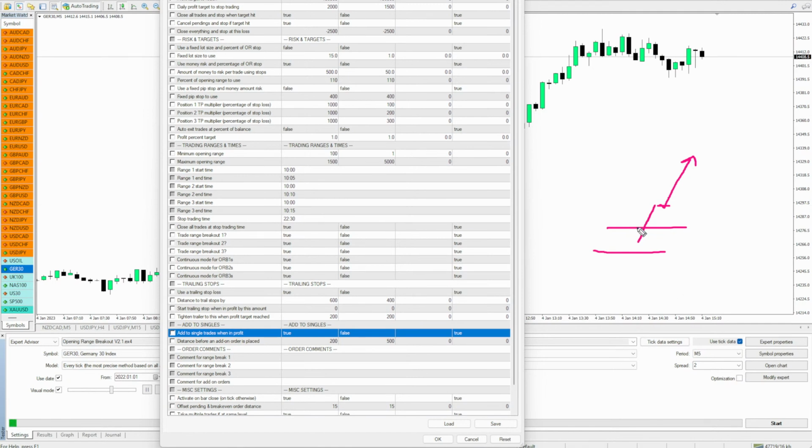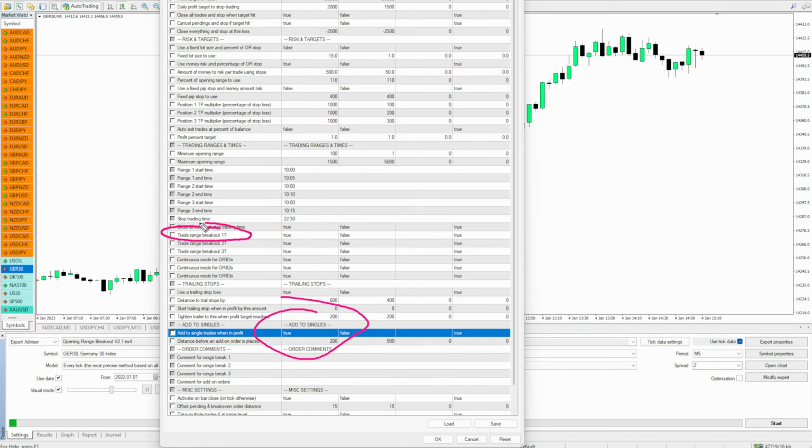So when these opening range breakouts happen, if you're going to get a massive runner, you want to be on it with twice as much, basically. So it's also going to use the same stop loss settings you had before. So just something to use if you're only using one opening range.